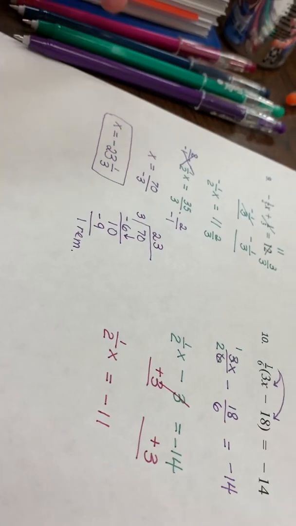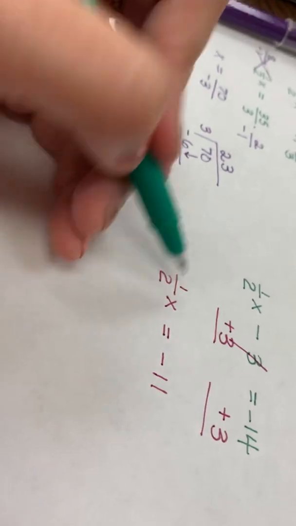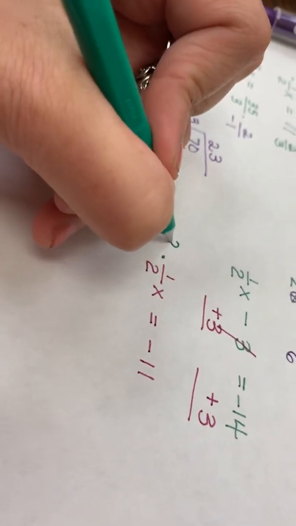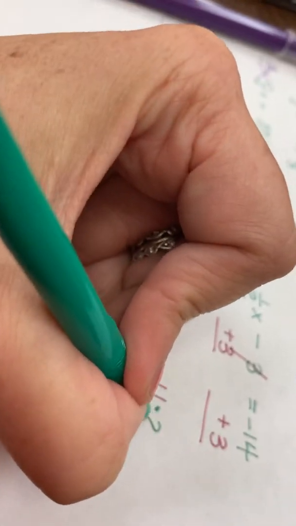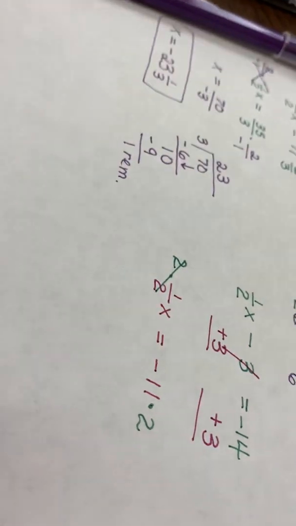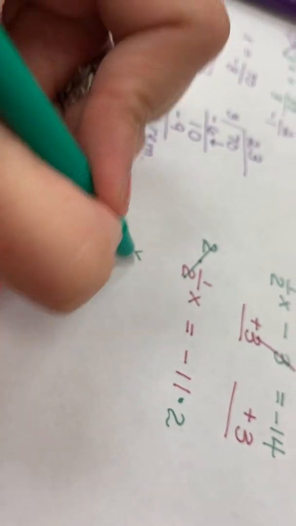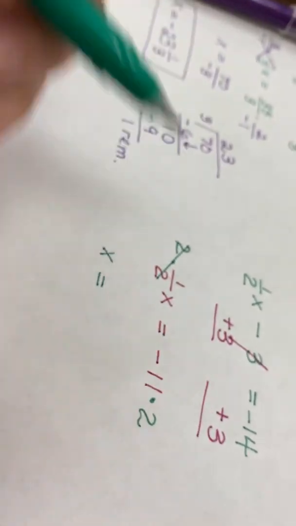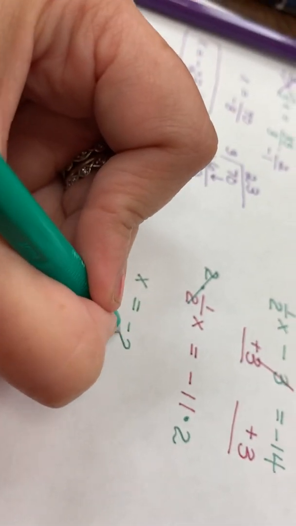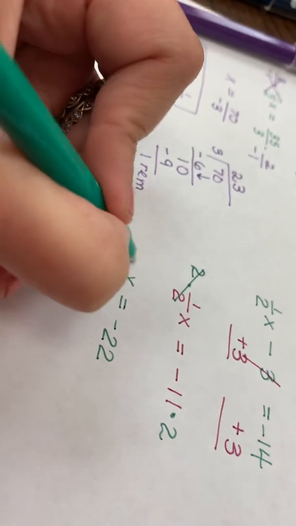Now, the opposite of division by 2 is multiplying by 2. So this cancels, and I bring down my x. -11 times 2 is -22.